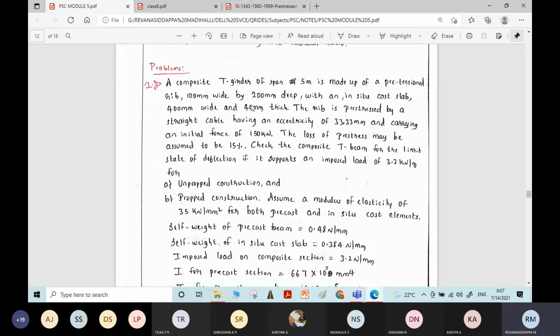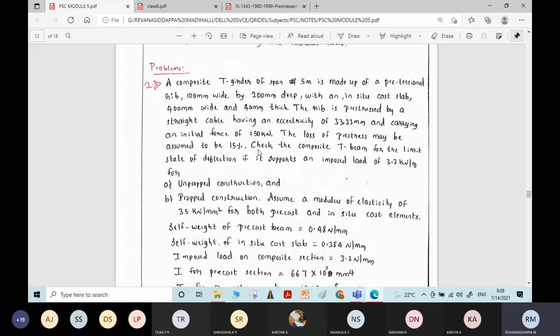The geometrical properties are similar to the previous problem, the analysis of stresses problem we solved in the previous class. The same geometrical properties are given to find the deflection of a composite member here. The rib is pre-stressed by a straight cable having an eccentricity of 33.33 mm and carrying an initial force of 150 kilonewton. Pre-stressing force is given, eccentricity is given. The loss of pre-stress may be assumed to be 15% while doing the calculation.